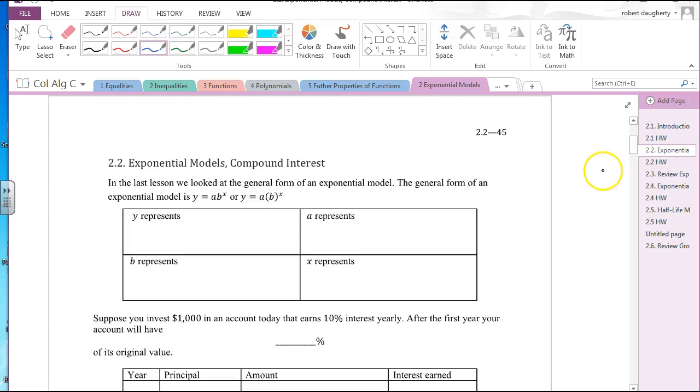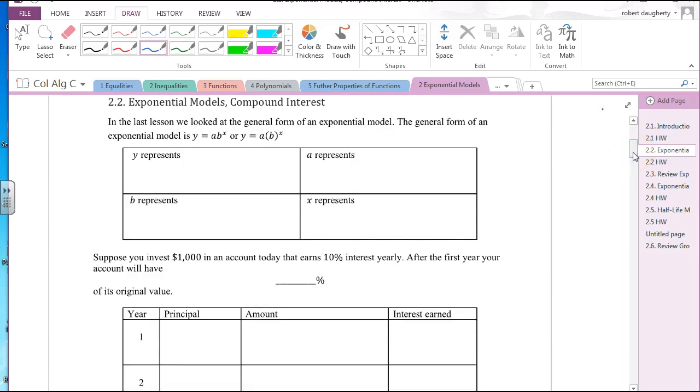Let's take a look. We're going to use specific exponential models. Yesterday we talked about the general form of an exponential model. What does y always represent in these exponential models?